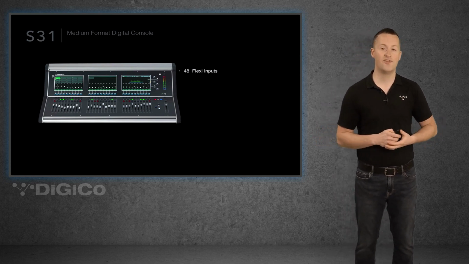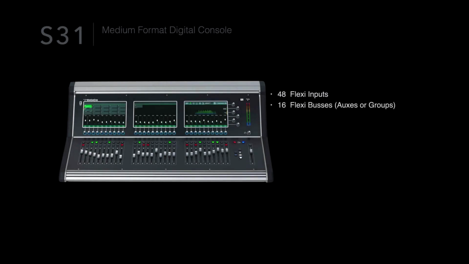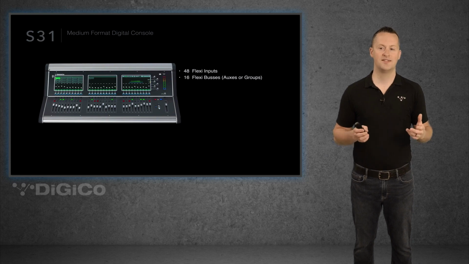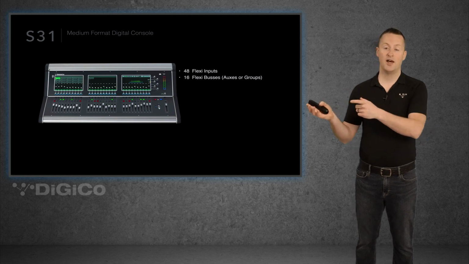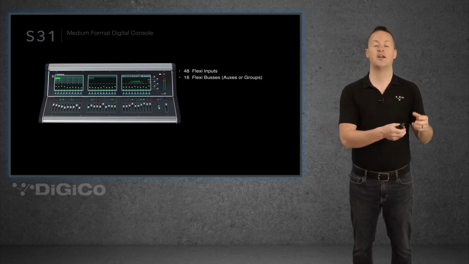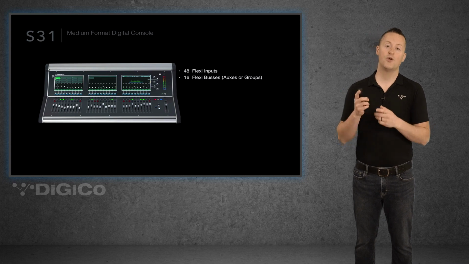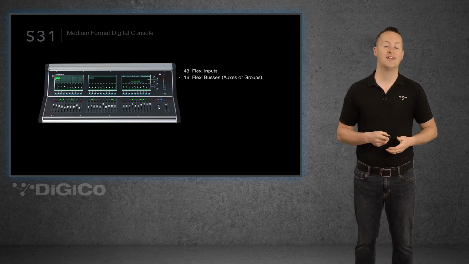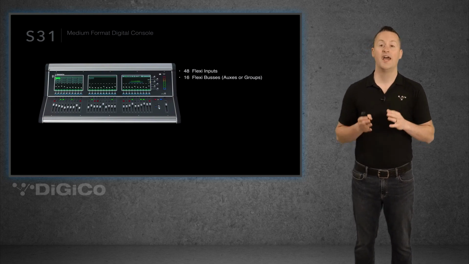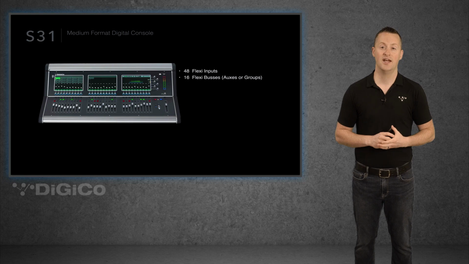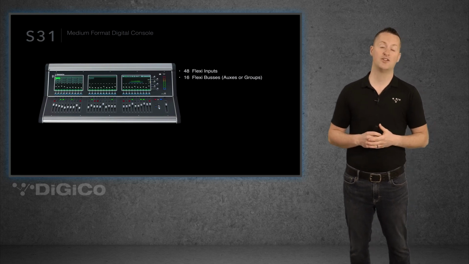So the S31 has 48 Flexi inputs, and it has 16 Flexi buses. A bus, remember, is an aux or a group, and you define how those are set up. Flexi means that any channel or any bus can be mono or stereo. So as an example, if I needed a stereo input for my music playback at front of house, I would plug my computer in to play back 2 channels of audio into my console, so 2 mic pre's, but then I'd go to 1 channel on my console and make it stereo. That 1 stereo channel is going to look at 2 mic pre's, but it is taking up 1 channel, and all 48 channels can do this. That means I could have 48 stereo channels if I truly needed it.